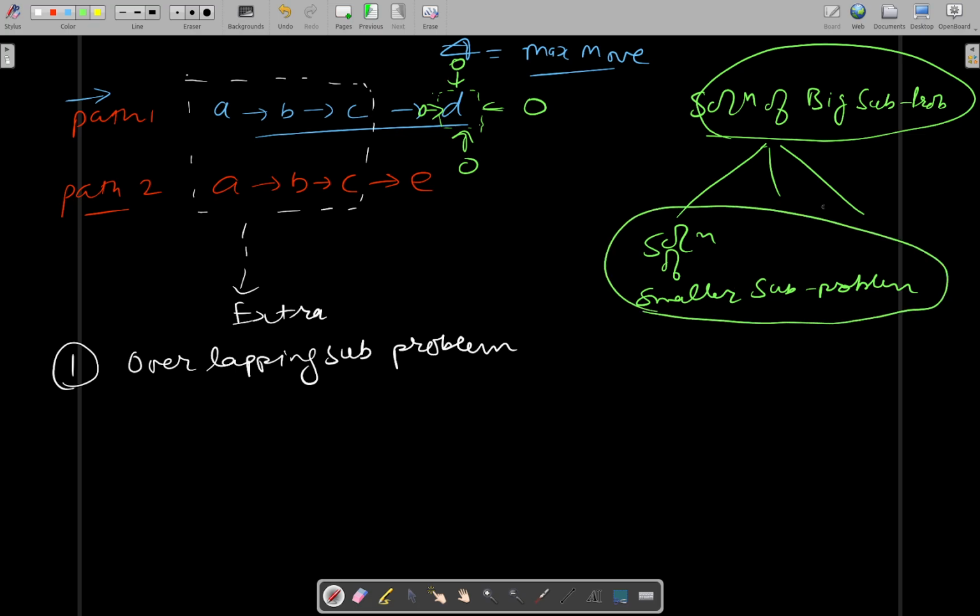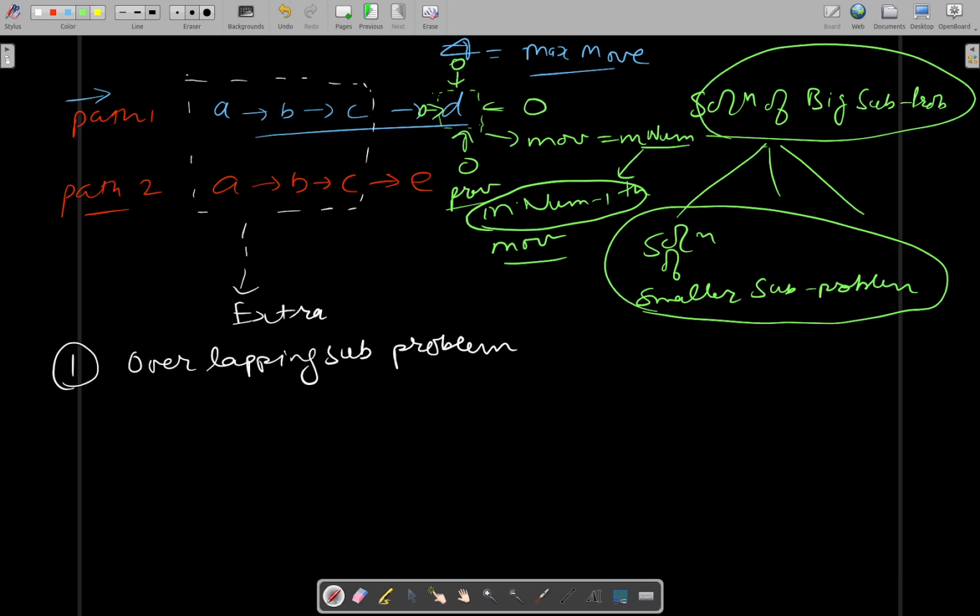Because let's say at move number m, you were at D, then you will see where you were at move number m minus 1. So at this particular move, this was the previous move, you could have been at these four adjacent places to D. So these were indeed smaller subproblems, the bigger subproblem being the current location at move number m.